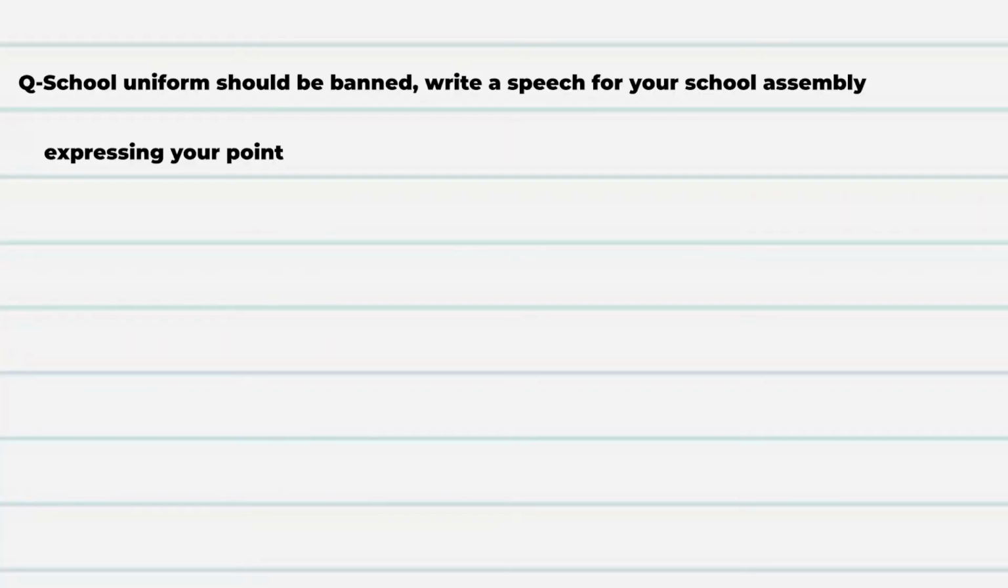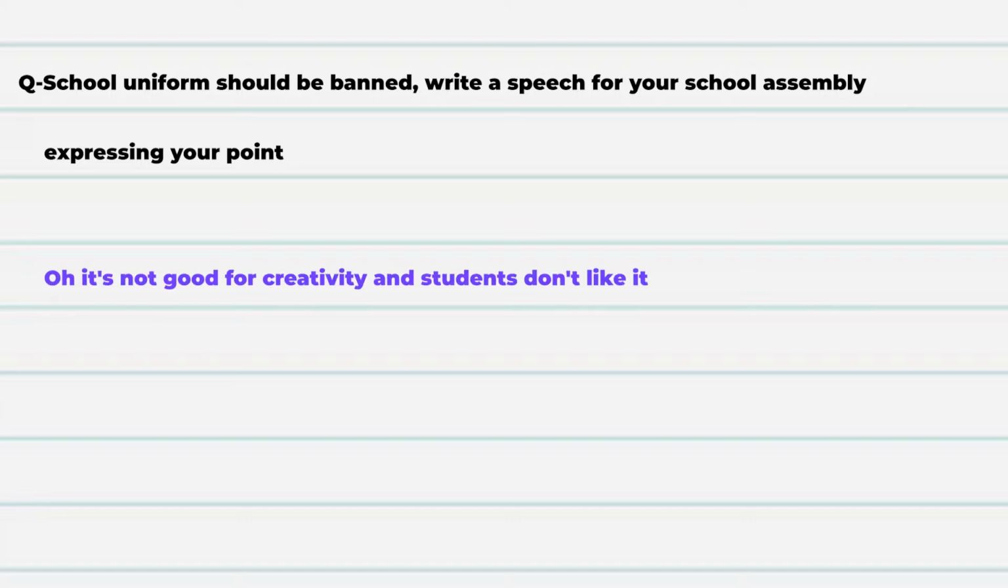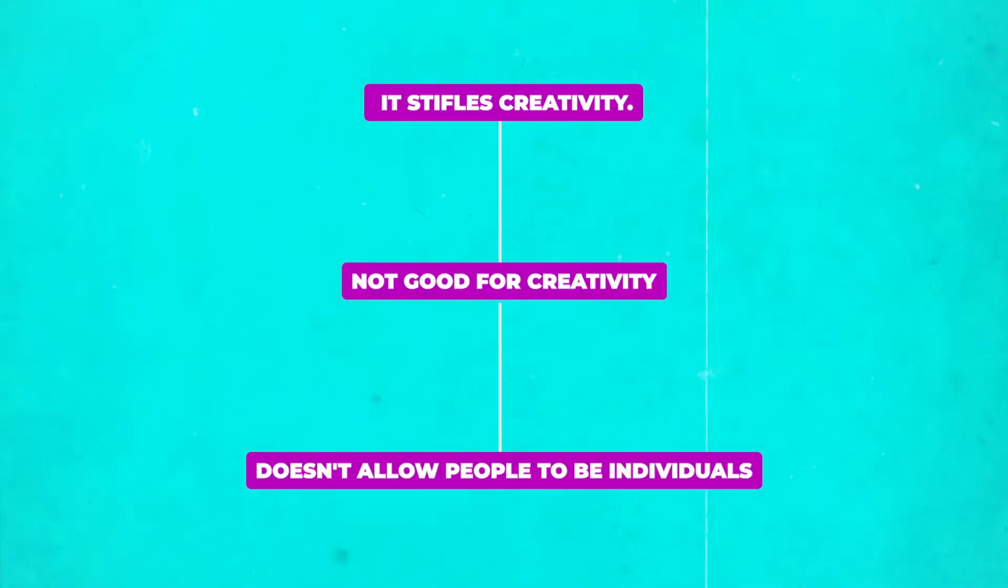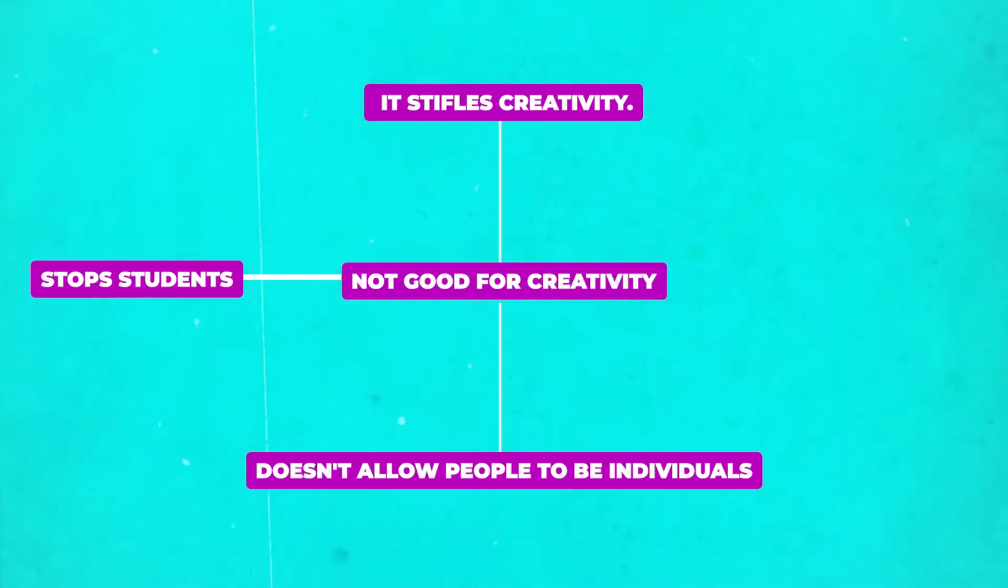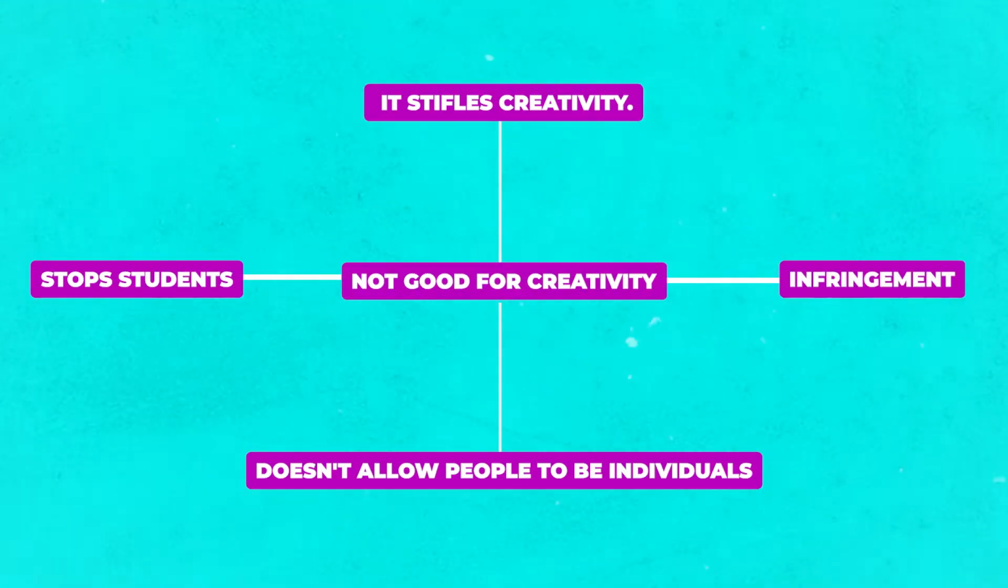I don't just want, if you think that school uniforms should be banned, you're saying, oh, it's not good for creativity and students don't like it. If you're going to talk about that, make sure you expand and have multiple points of each one or have multiple different arguments. So say, for example, you might have, it stifles creativity. It doesn't allow people to be individuals. It actually stops students. It means that students can't express themselves. It's an infringement of da-da-da. Or you could say it wouldn't make a difference because in 6th form you're allowed to wear your own clothes, so why does it make a difference?